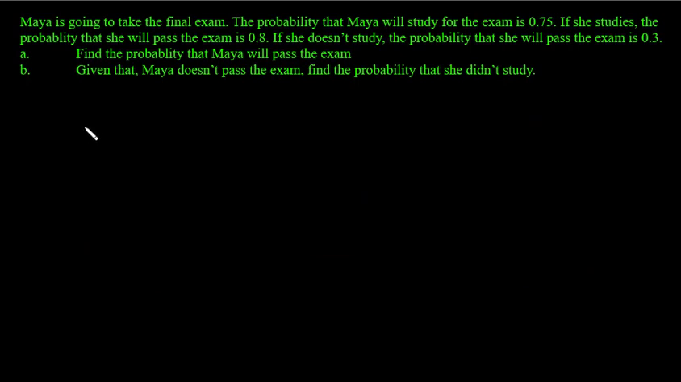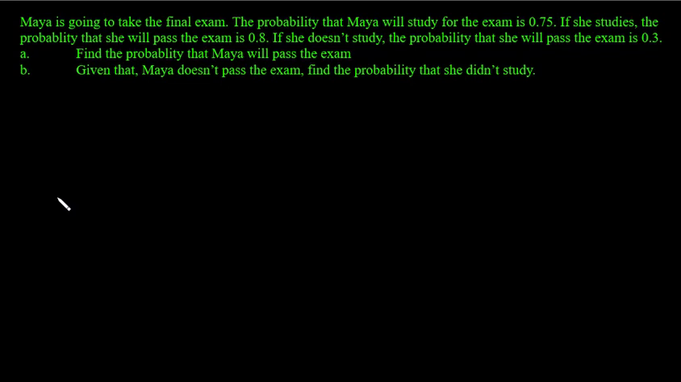Now we are going to work on this question to understand more about conditional probabilities, dependent and independent events. Maya is going to take the final exam. The probability that Maya will study for the exam is 0.75. If she studies, the probability that she will pass the exam is 0.8. But if she doesn't study, the probability that she will pass the exam is 0.3. The first question is to find the probability that Maya will pass the exam.